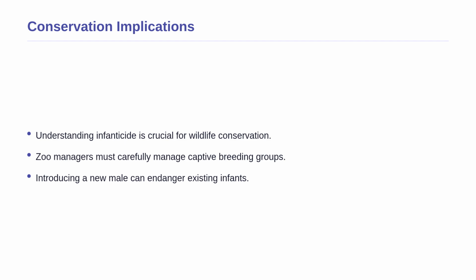By understanding that this behavior is a hardwired evolutionary strategy rather than a behavioral anomaly, conservationists can carefully time introductions and manage animal populations safely.